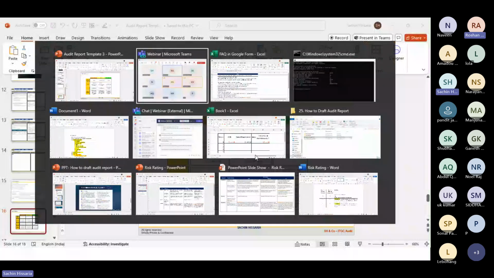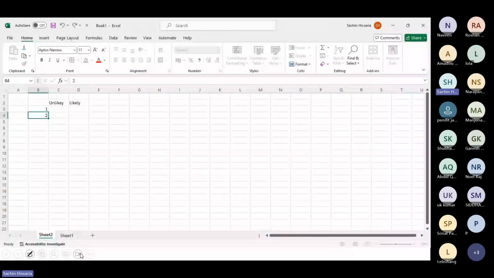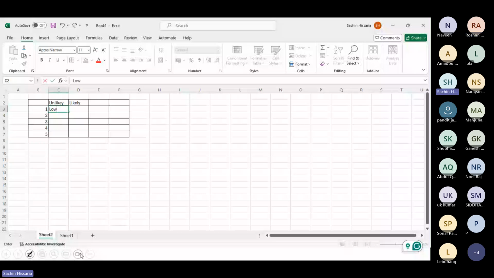Generally, what they do is, for unlikely or likely, there would be some parameters like 1, 2, 3, 4, 5. Likewise, you are saying, correct? Then here it would be unlikely, then here low, low, low, low. Then here it might be high. Correct? Like this you are saying, right?